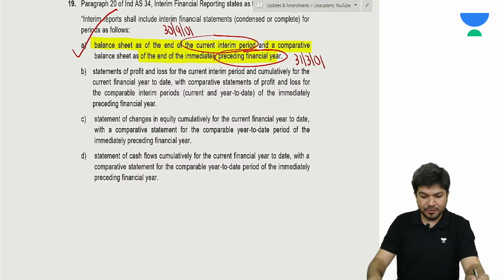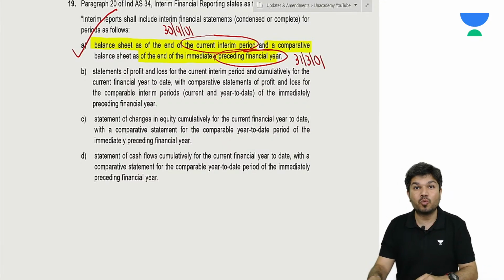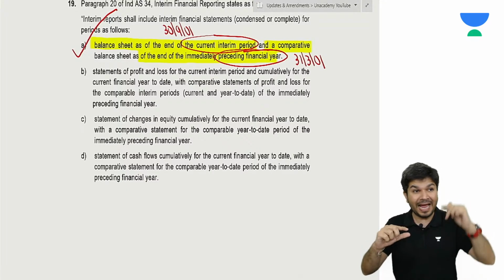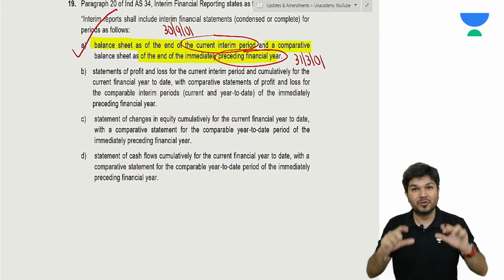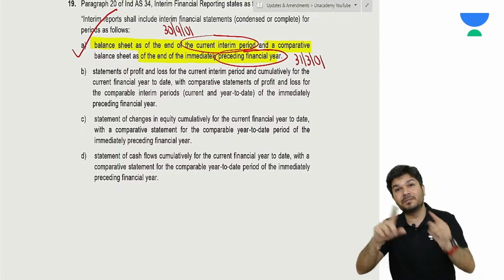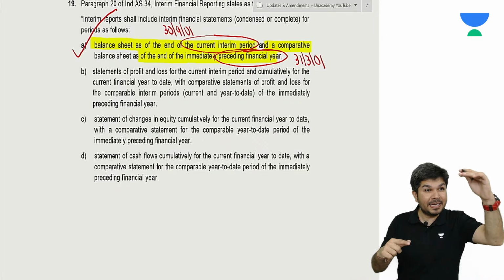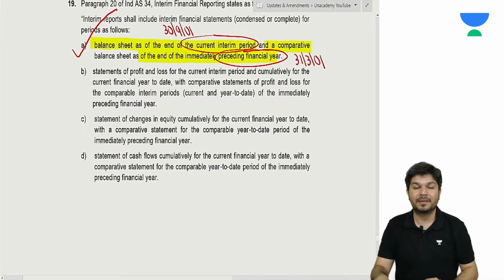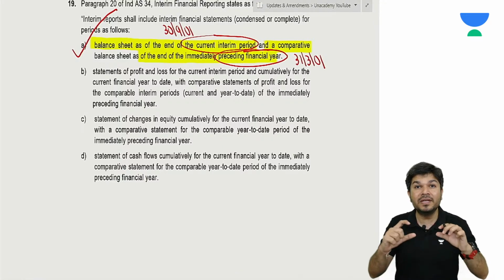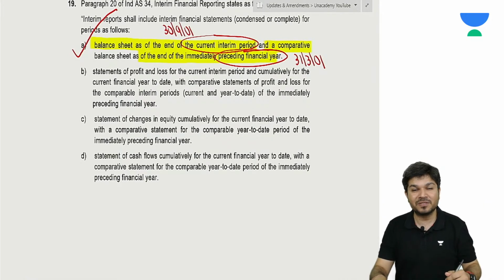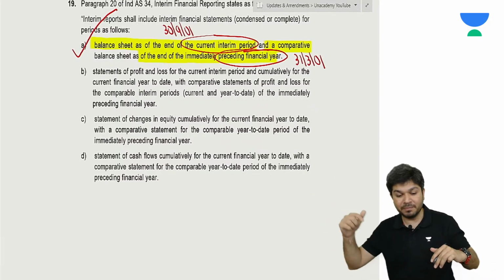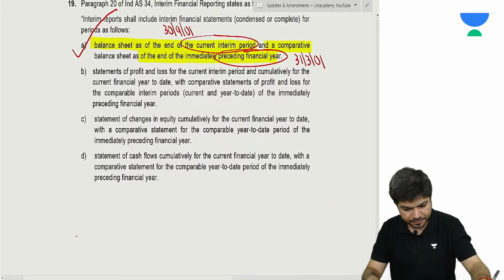Now in the P&L, if you are preparing quarterly, you need the quarter July, August, September, and year to date is also required. So July, August, September this year, July, August, September previous year. Year to date, April to September this year, April to September last year. But in your cash flow and statement of changes in equity, you only need year to date. Remember? Cash flow and statement of changes in equity, only year to date, April to September this year, April to September last year. So check the solution.